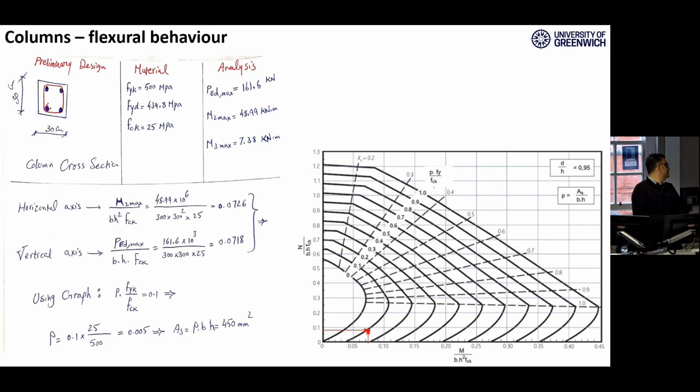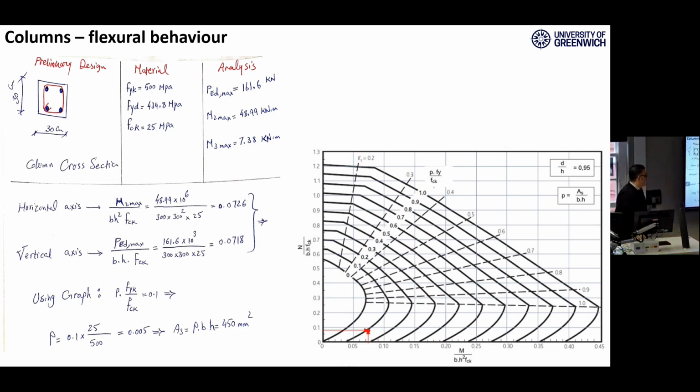Can we start? Good afternoon, everyone. Today we continue the discussion from last week. Just for a very brief recap, we're talking about concrete columns. We learned how to distinguish short column and slender column.